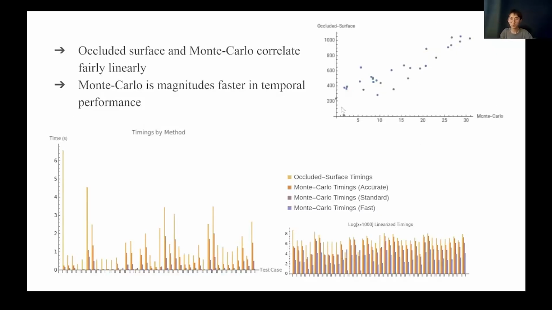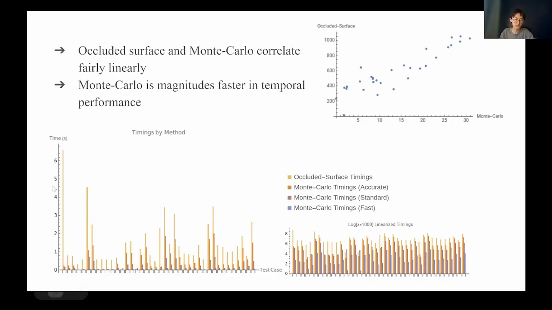We can see that they correlate linearly here, the occluded surface values and the Monte Carlo values, and really we're treating the occluded surface as our truth. And so because it correlates linearly, that means we can effectively interchange the 2 methods and find that the results are fairly comparable. We also find that Monte Carlo is, more importantly, magnitudes faster temporally.